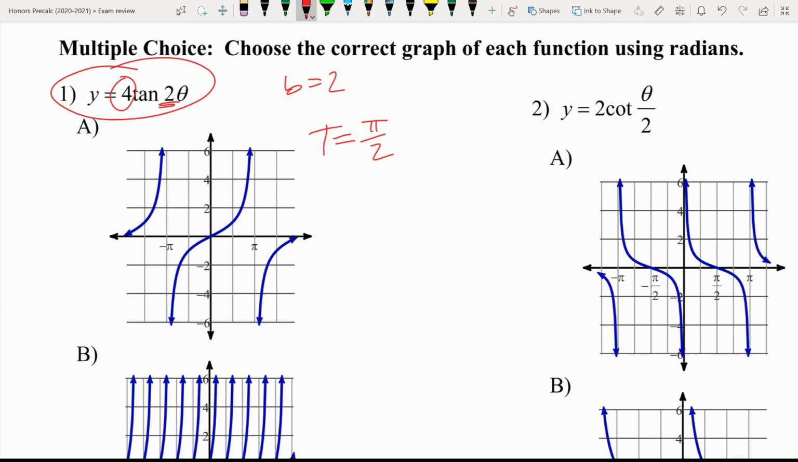And remember, tangent has this shape here. It looks like this one. But pi over 2 needs to be the distance between here and here. So like this one, for example, at the beginning, it's going from negative pi to pi. That's a distance of 2 pi apart. That doesn't work for us.